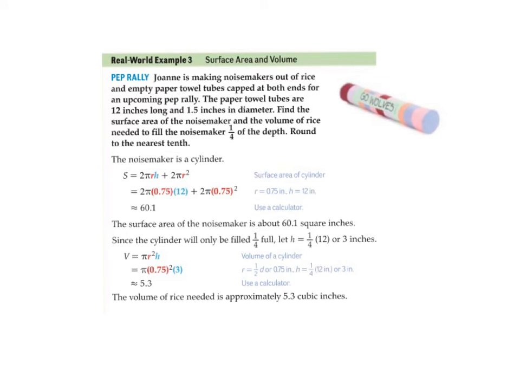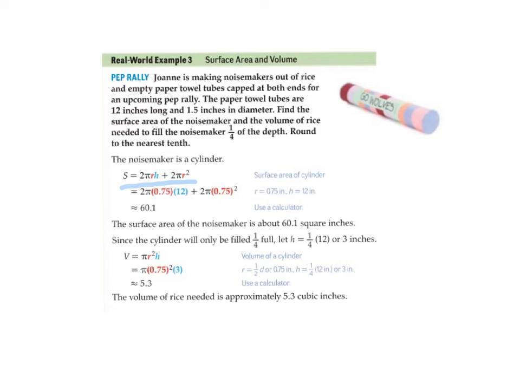So what we're doing, this is example 3, real life. This time we've got a noisemaker. As you can see, it's a cylinder in its shape. So again, go straight back to the different shapes and the formulas that you've got. This time the surface area is 2 pi r h plus 2 pi r squared. Don't forget we've got 2 ends, so we can work out that.